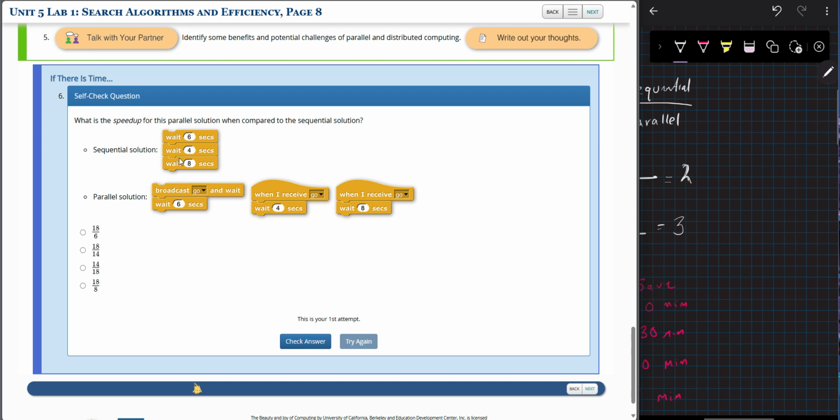So we have this sequential solution that takes 6 plus 4, that's 10, plus 8, that's 18. So we have 18. And then for this one, we have the 6 seconds that are not parallel, so these are always there. And then the longest one out of these two, which is 8. 6 plus 8 is 14. So that's our answer.